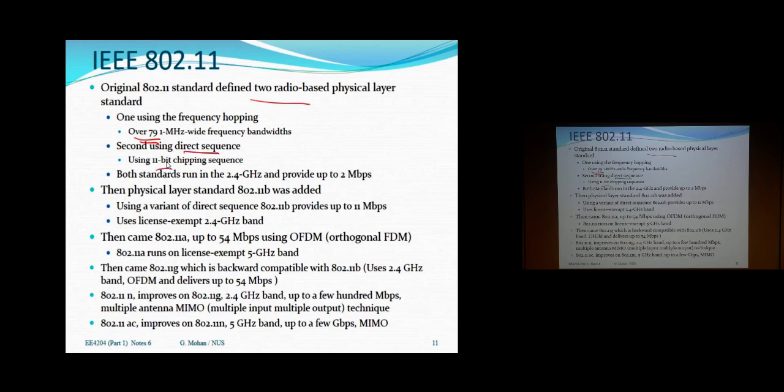Usually an 11-bit chipping sequence is used. In the example, for simplicity, we looked at a 4-bit chipping sequence, but actually an 11-bit chipping sequence was used. Both run on 2.4 gigahertz, and the bandwidth initially provided was 2 Mbps. This is the initial 802.11, and it evolved through different standards.